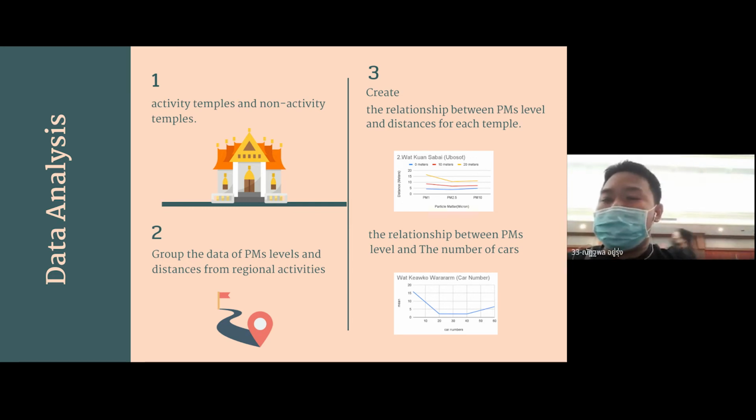Lastly, we will create two sets of graphs. The first one is the graph of the relationships between PM levels and distance to each temple. And secondly, it is a graph of the relationships between PM levels and the number of cars which pass through the front of each temple.